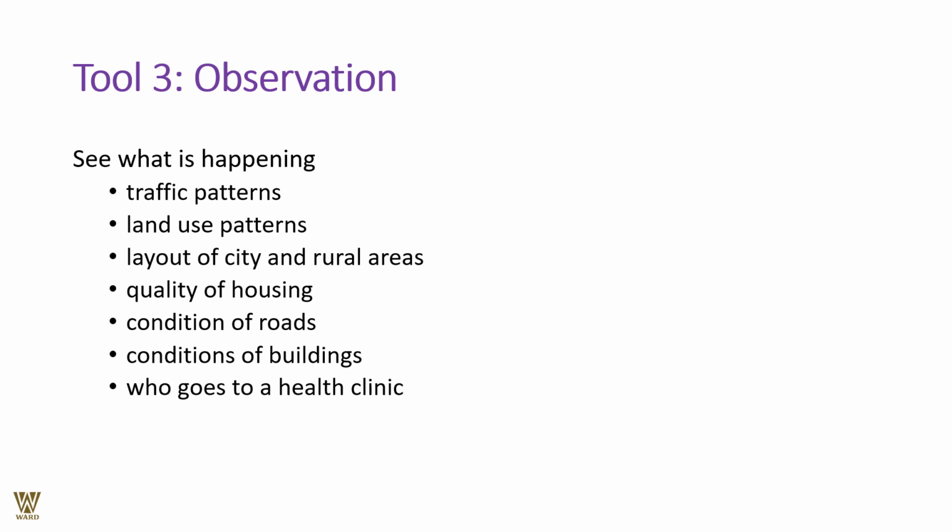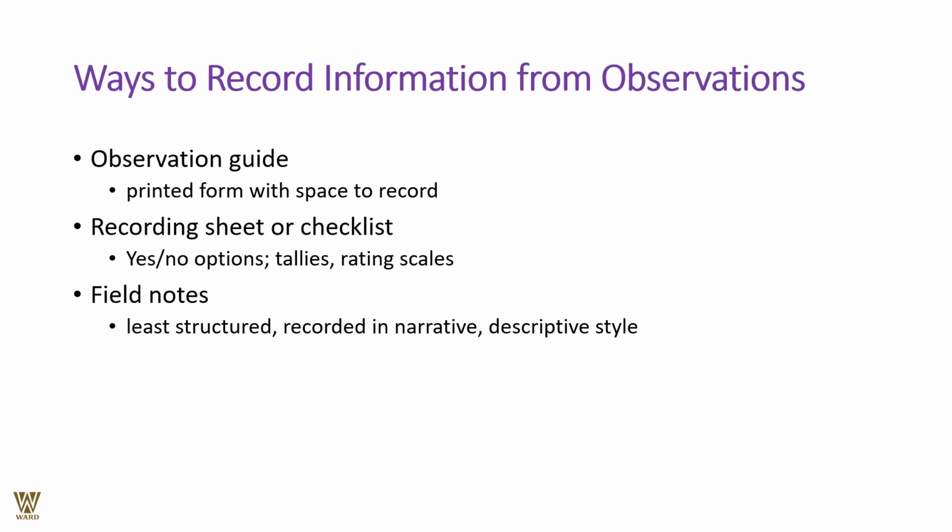Then there is something called observation. Now, this is something which is left to interpretation. Why? Because the principal investigator is just observing. Let's say the traffic pattern at a certain point of the day, on certain roads, certain traffic gets congested. And at a different point of time, the same place has no traffic congestion at all. So there is a traffic pattern, the land use pattern, the layout of the city, the rural areas, the quality of housing, condition of road, condition of building, and what goes on in the health clinic, as the case might be, is what we are looking for.